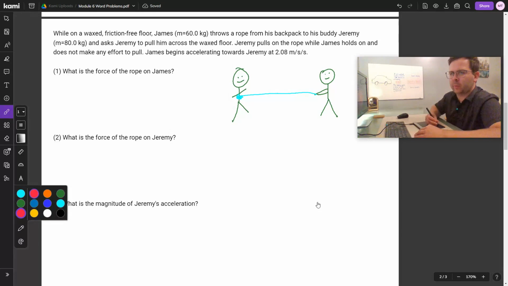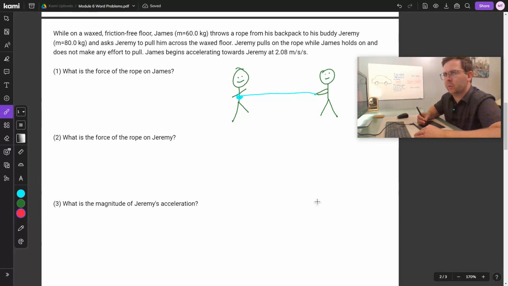Maybe I'll label real quick what their masses are just to make it really clear. So James is the one who is not making any effort, and he has a mass of 60 kilograms. So I think this will be easier if I go ahead and label these two. Saves me from having to think about this later on. So that's why I always recommend drawing a picture and then labeling it as much as possible. I can also label the acceleration of James. We know he accelerates at 2.08 meters per second per second.